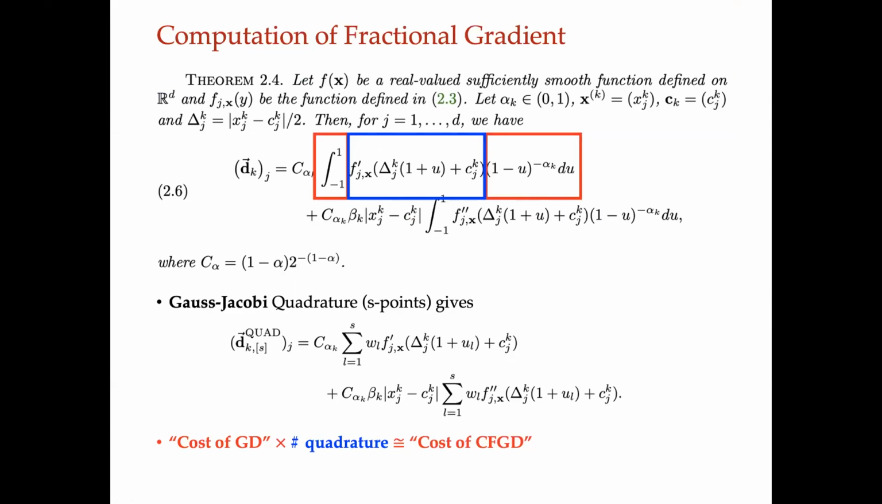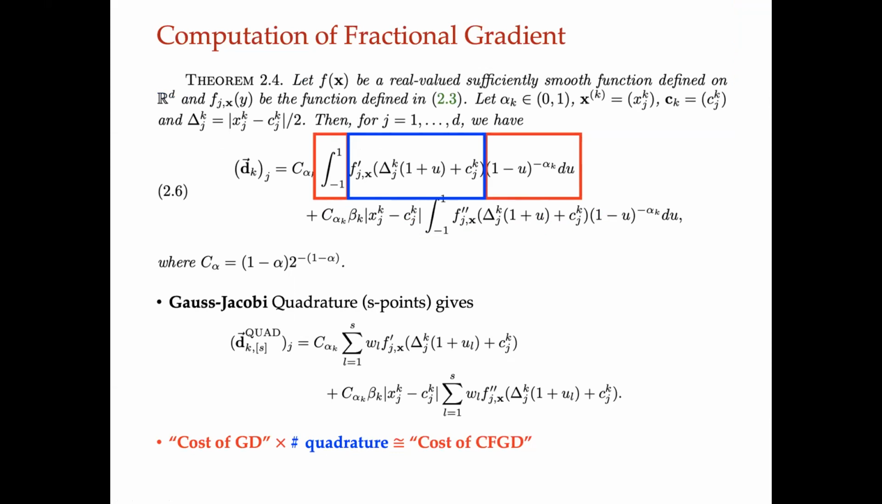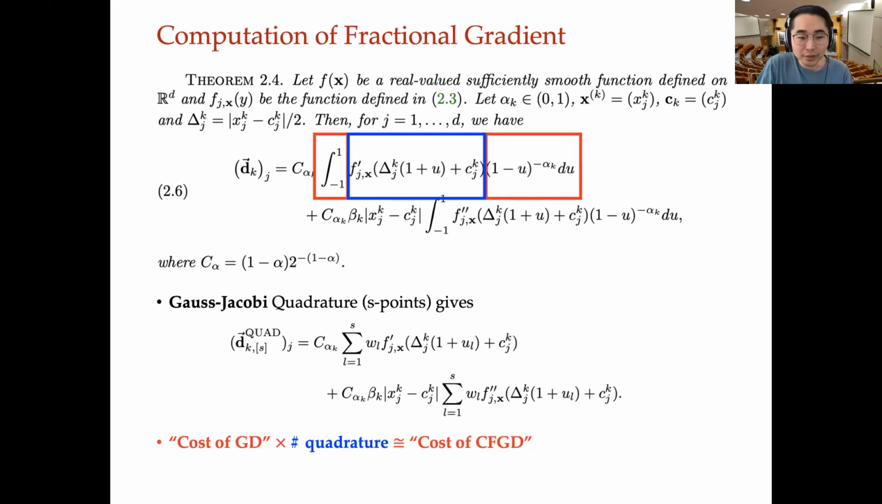Yeonjong, here the 1 minus u, that's the weight in the Jacobi, right? Yes. Okay, so naturally it's absorbed because of the way you do the Jacobi integration. Okay, good. Yeah, so those (1 - u) to the minus alpha are absorbed in this weight W_L, which is the predefined Jacobi quadrature weight.